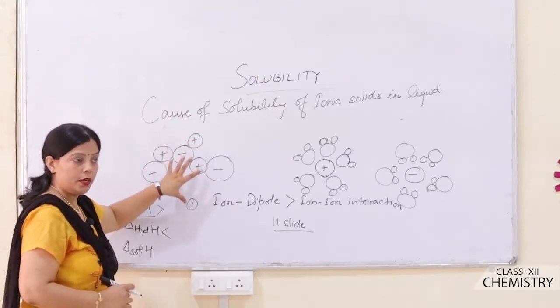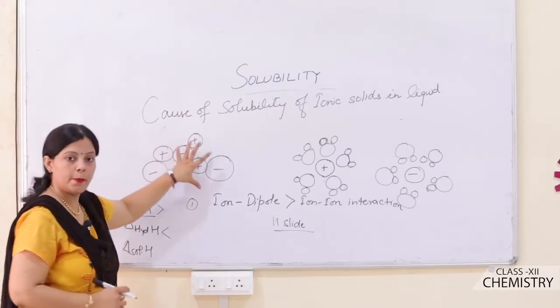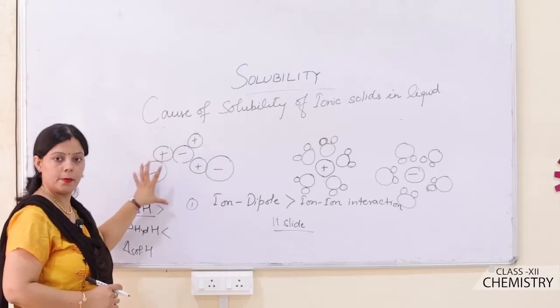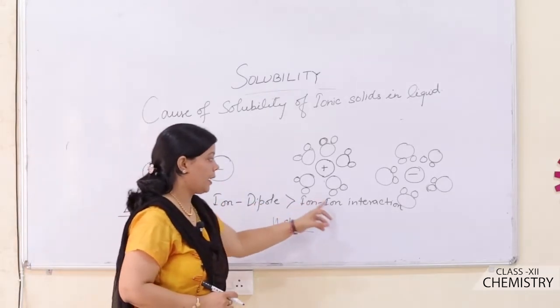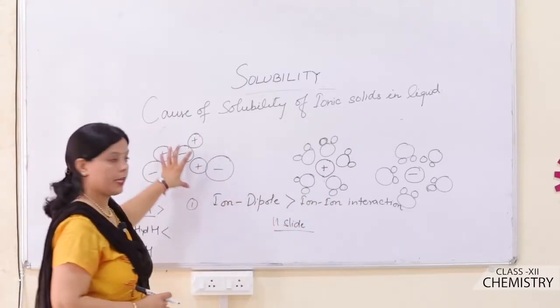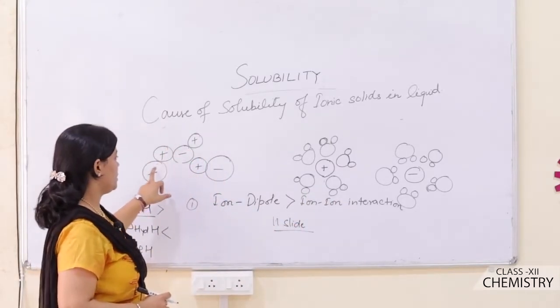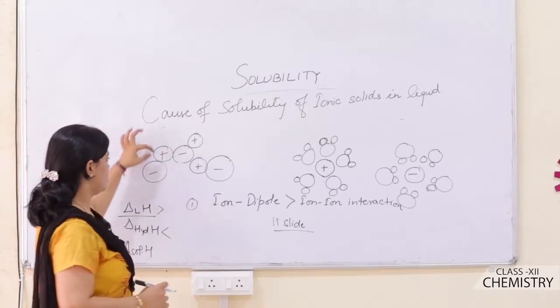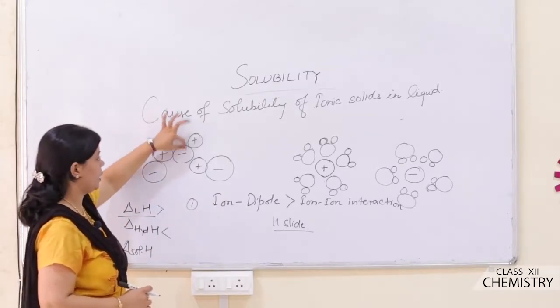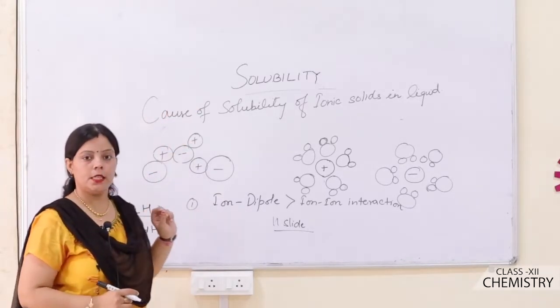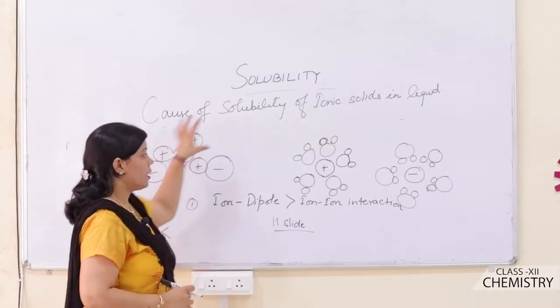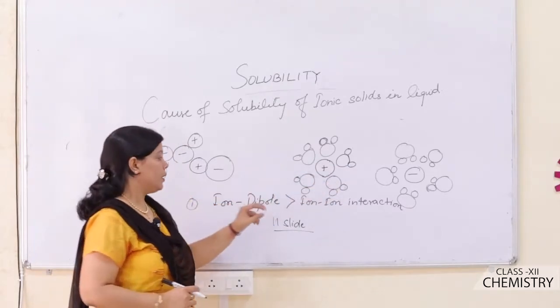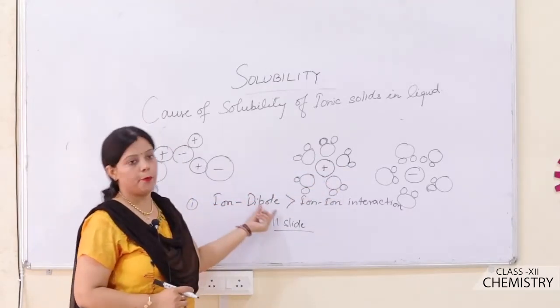This is the ionic solid. In this, the positive and negative ions are present, cations and anions. When the ion-dipole interaction is greater than the ion-ion interaction. Here in the case of the ionic solid, the interaction is ion-ion interaction. There is interaction between the positive ion and negative ion. This interaction is named the ion-ion interaction.